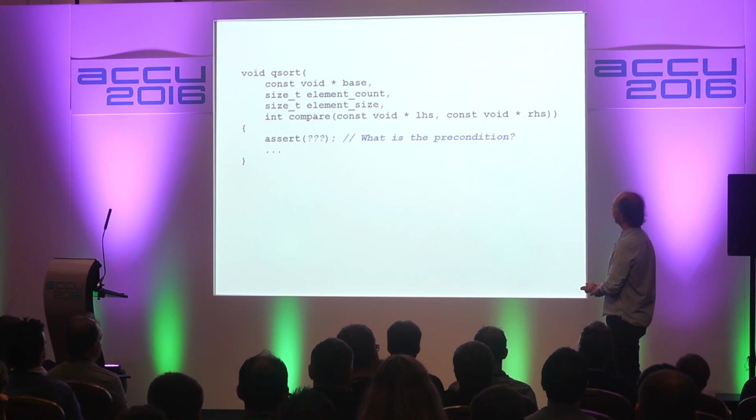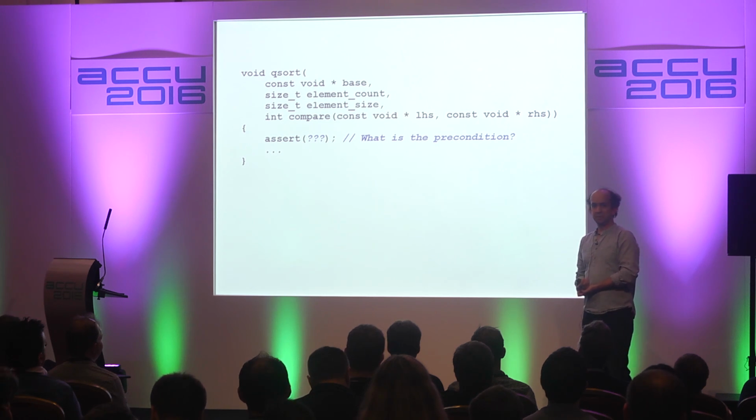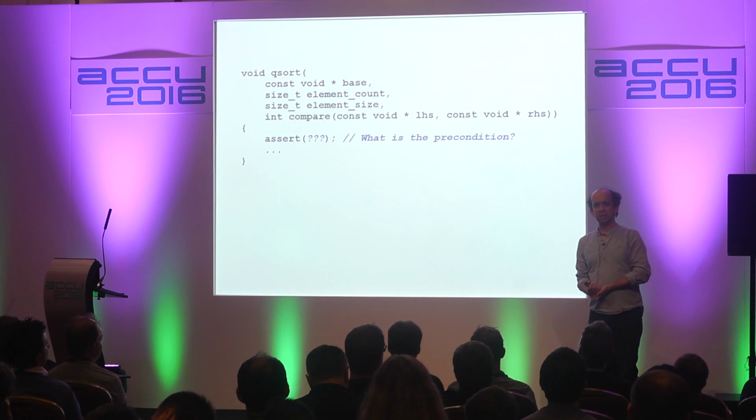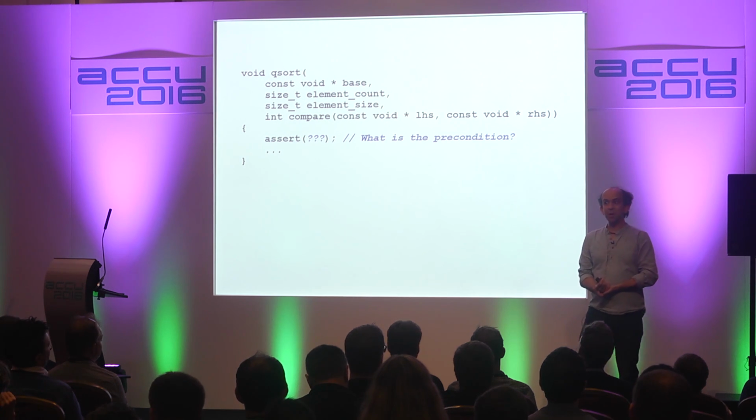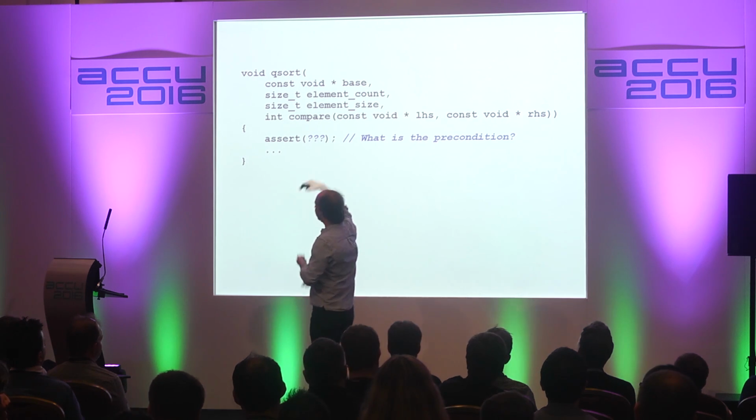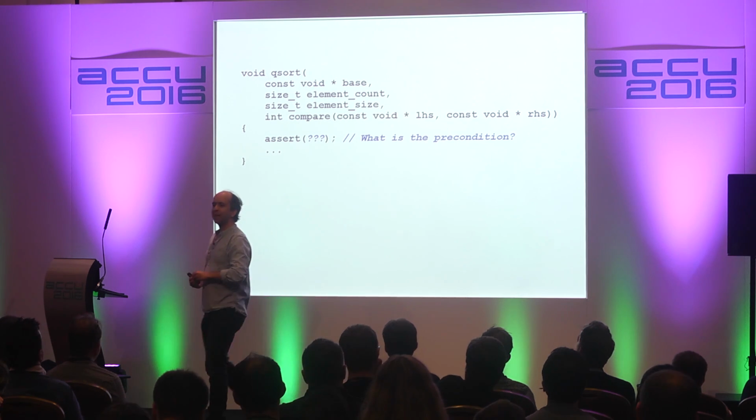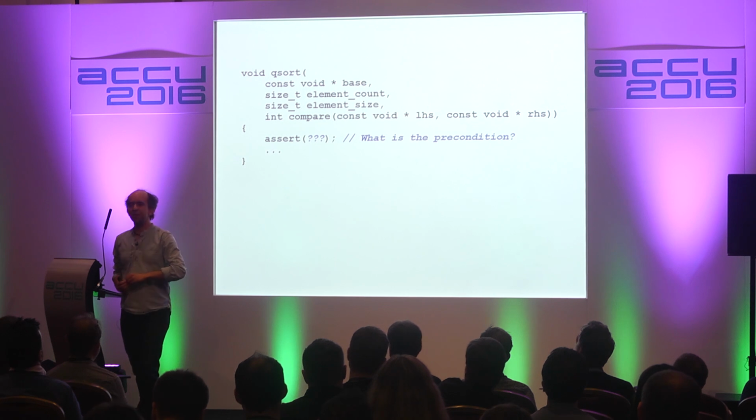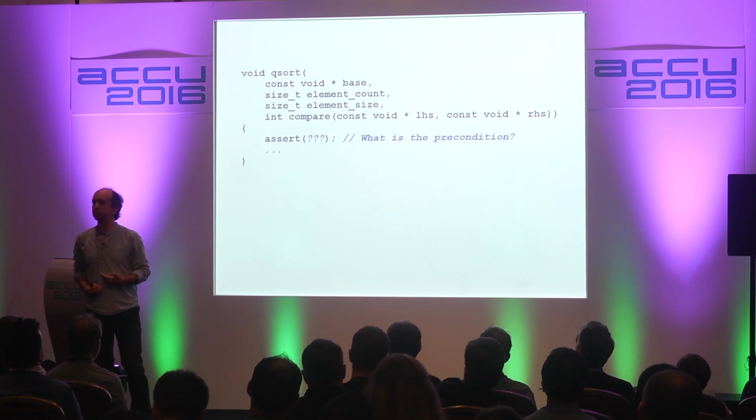What's the precondition? That's really hard to state, like really hard to state. Base is a valid pointer. How do I state that in C? Trick question. You can't. There's no way to say this. So within the frame of qsort, there is no way to describe the necessary truths for its execution.